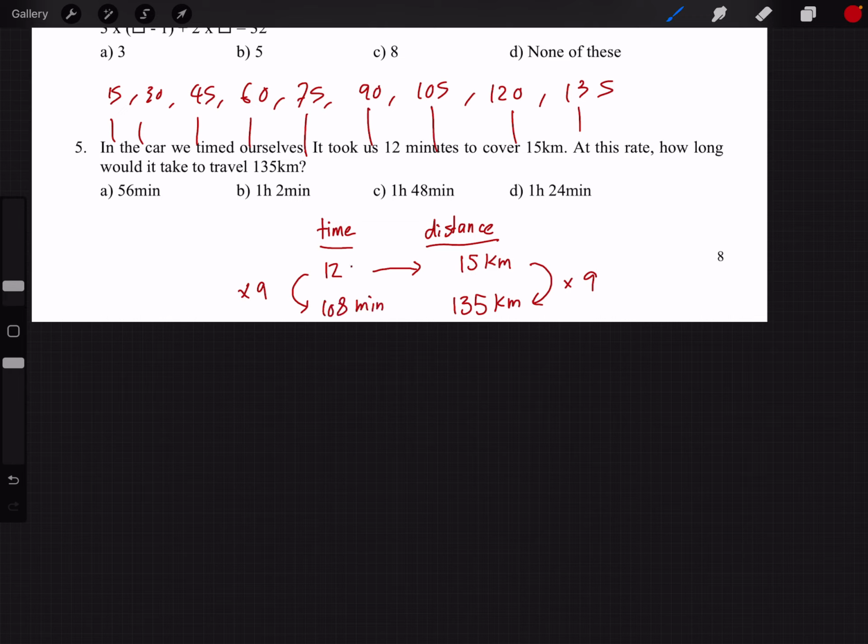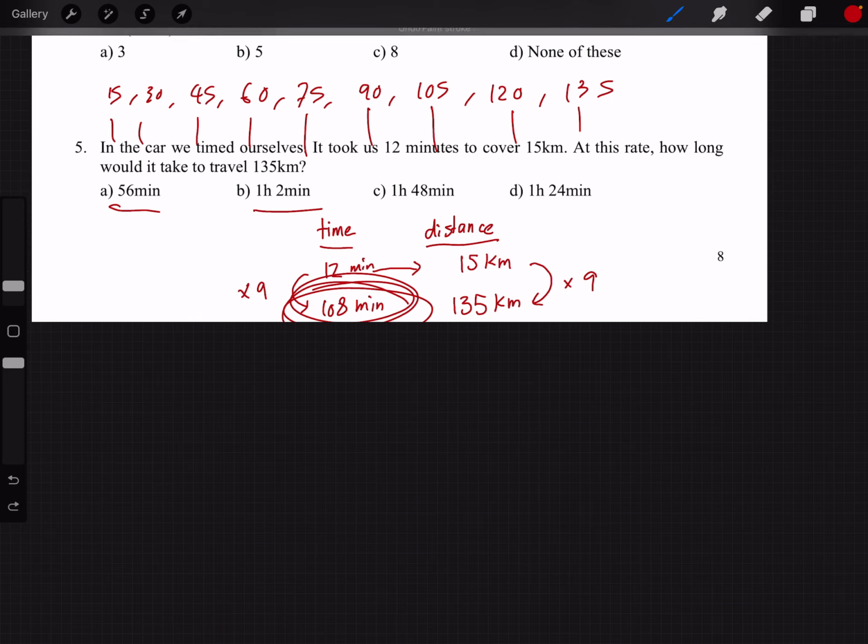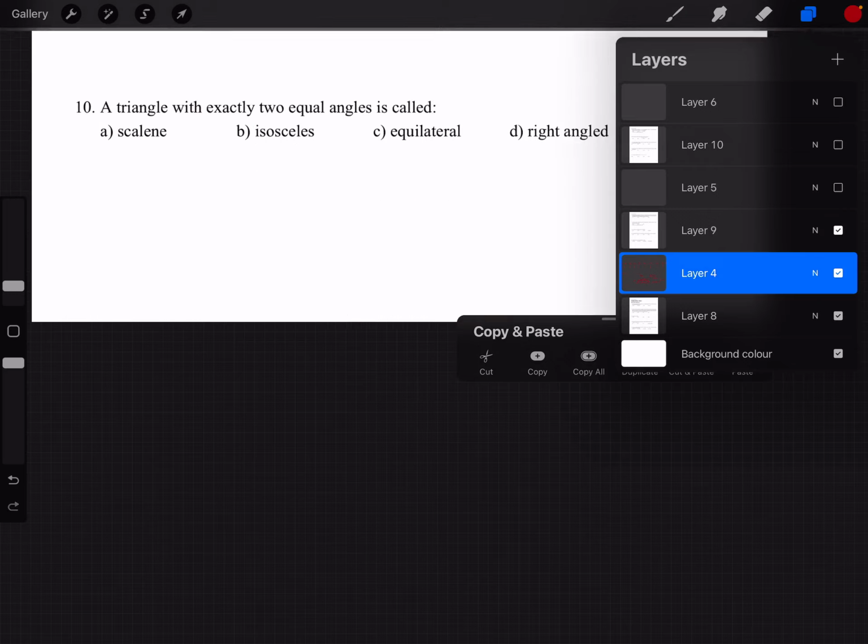These are all in minutes, right? 12 minutes, so 108 minutes. Change that 108 to something with hours and minutes and you get the answer. I'm not going to do it for you. You can do that yourself. All right, moving on to the next page.